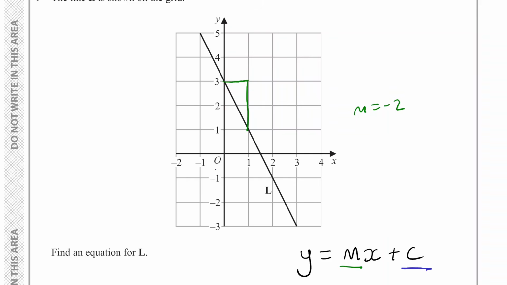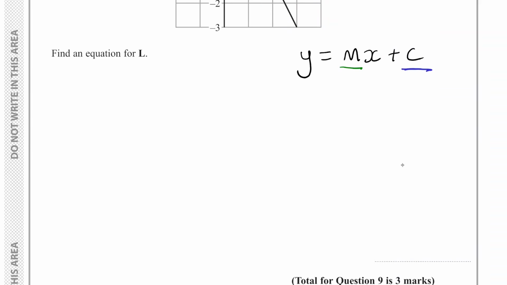C is the y-intercept. That's where it crosses the y-axis. And that is at 3. So the equation of the line, we change m into -2, we change c into 3. So y equals -2x plus 3.